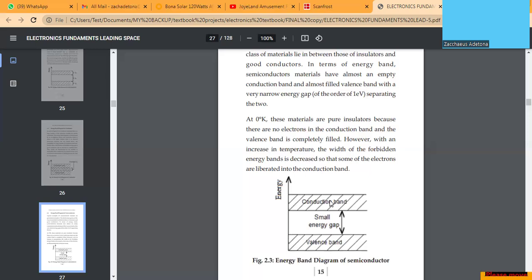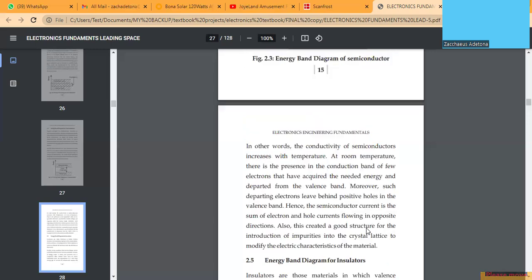So with an increase in temperature, the forbidden energy band is decreased because electrons are liberated into the conduction band. At 0 degrees Kelvin, the materials basically are insulators because no valence electron will navigate to the conduction band. But with the introduction of a little external energy such as temperature, the electrons in the valence band will move to the conduction band. They become conducting electrons. And that is the structure of the semiconductors.